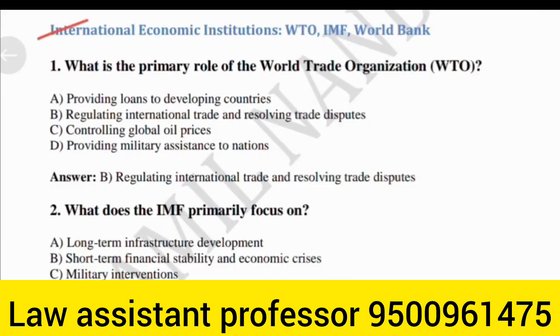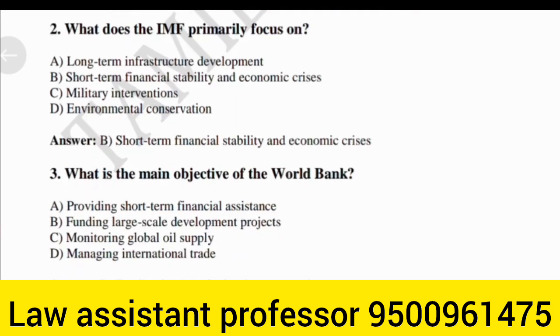International economic institutions: WTO, IMF, World Bank. What is the primary role of the World Trade Organization? Regulating international trade and resolving trade disputes. What does the IMF primarily focus on? Short-term financial stability and economic crisis.